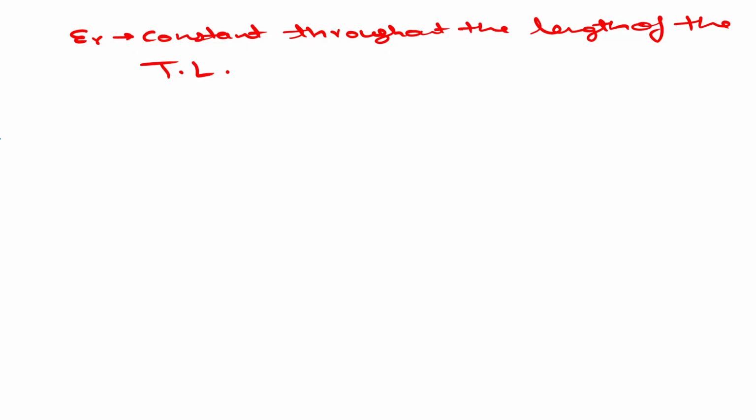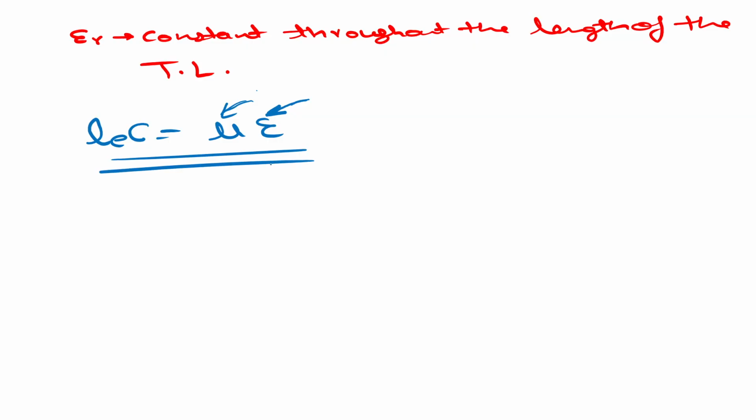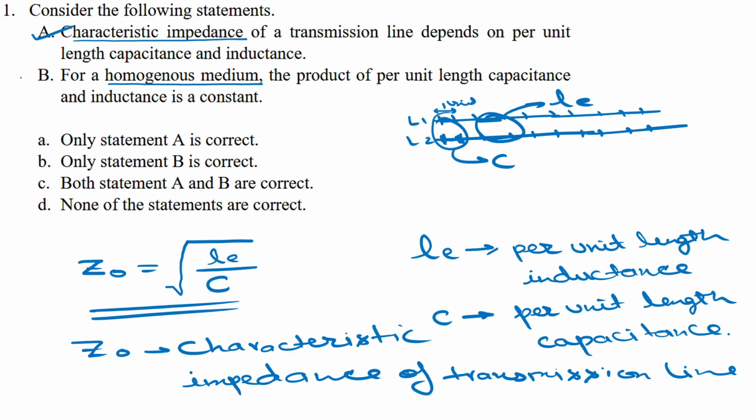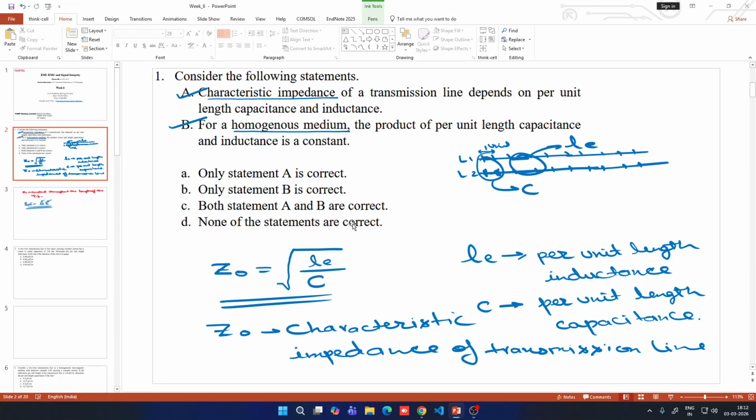So if you write down this relationship, per unit length inductance multiplied with per unit length capacitance is mu epsilon, and if the medium is homogeneous, mu will be constant, and if it is a non-magnetic material, mu is mu naught, and for this dielectric medium, if it is constant throughout, this epsilon remains constant. That means statement B is also true. So now I hope you get the idea which is the correct option for this.